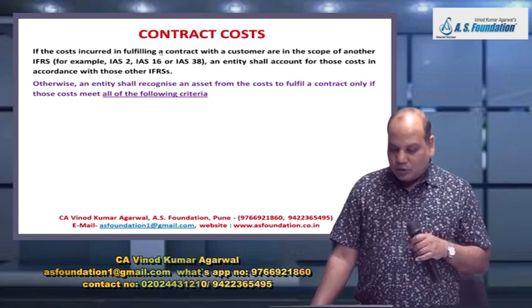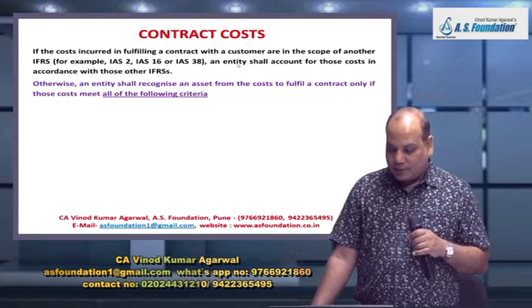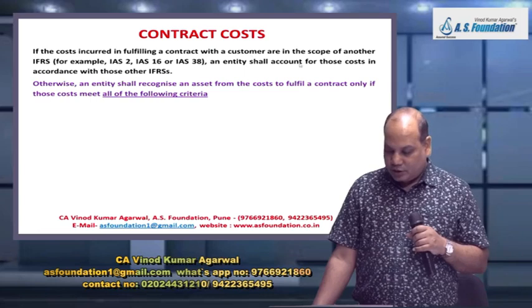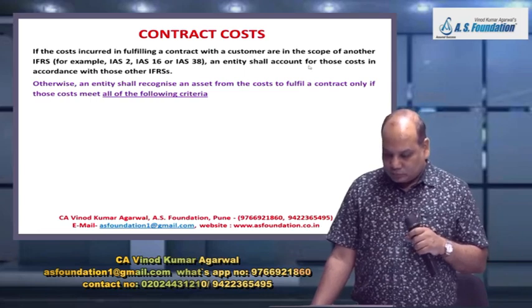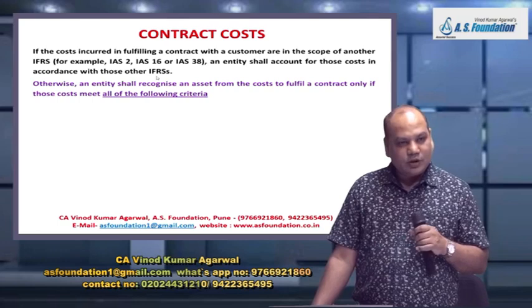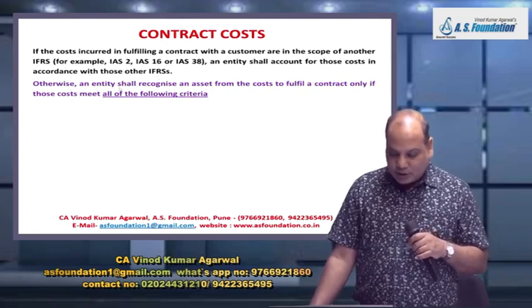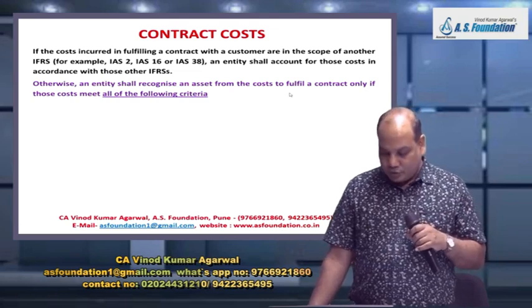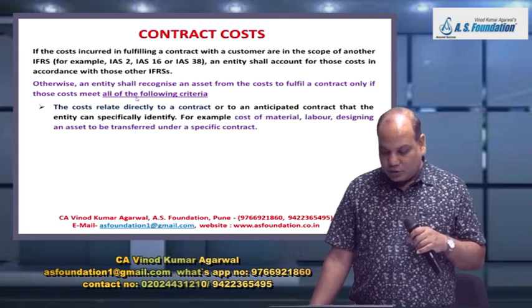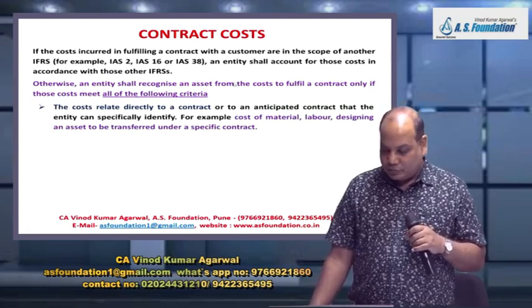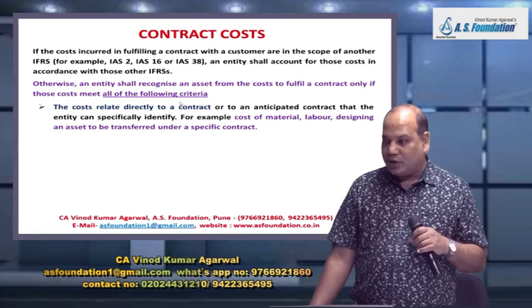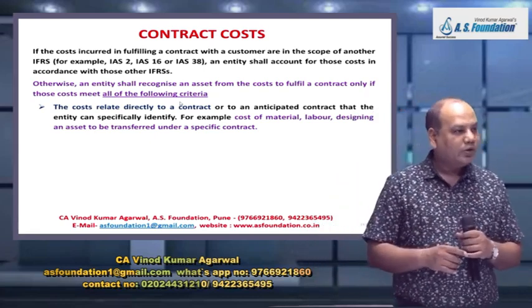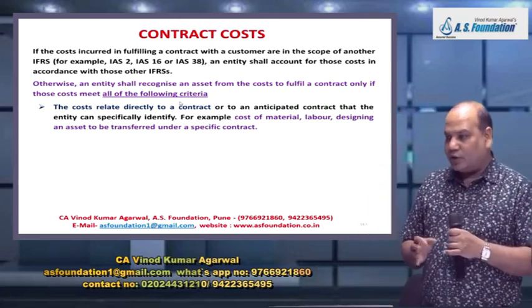If the costs incurred in fulfilling a contract with the customer are in the scope of another standard, the entity shall account for those costs in accordance with other IFRS. Otherwise, an entity shall recognize an asset from the cost to fulfill a contract only if these costs meet all of the following criteria. Other costs will be first capitalized and then accounted on proportionate basis, but the following conditions must be fulfilled. One, these are direct costs.